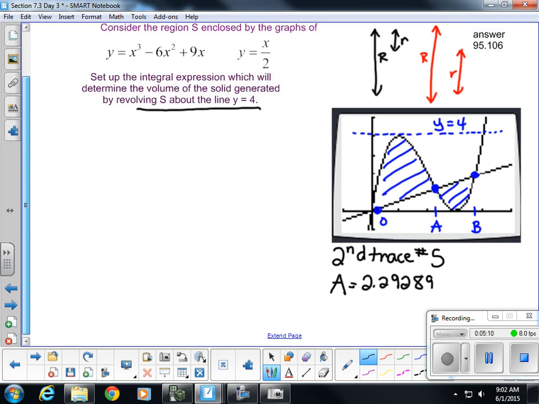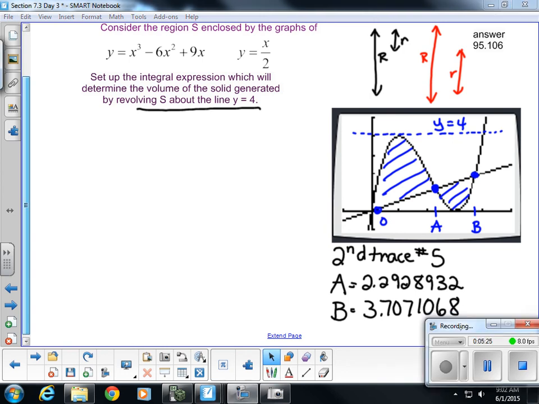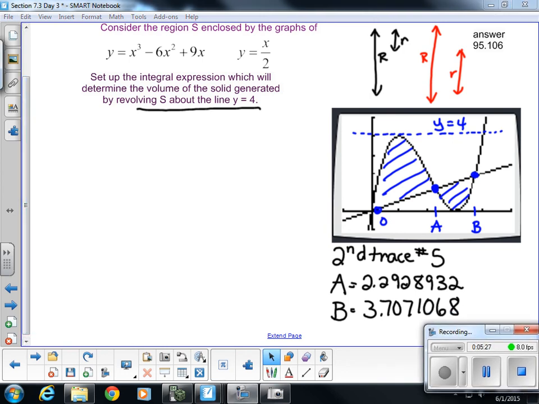Write down A, and you could use any variables for these, but write down A equals whatever number it is, and B equals whatever number it is, 3.7071068. Make sure that you're able to get those two numbers. It's important to be able to do that. So check that those are correct and what you get. Next, so we have those two.